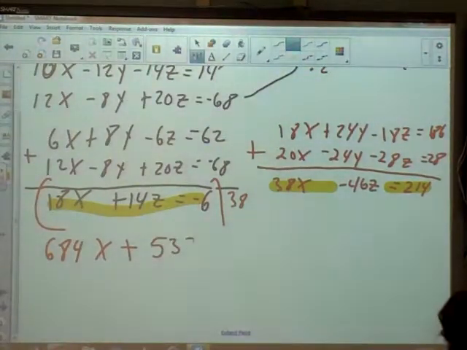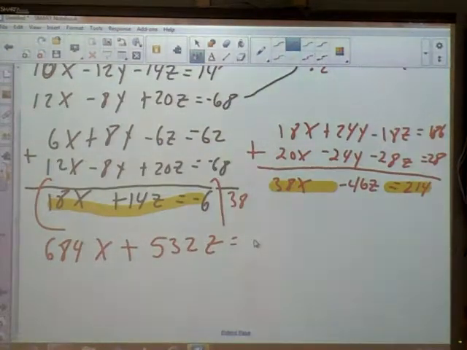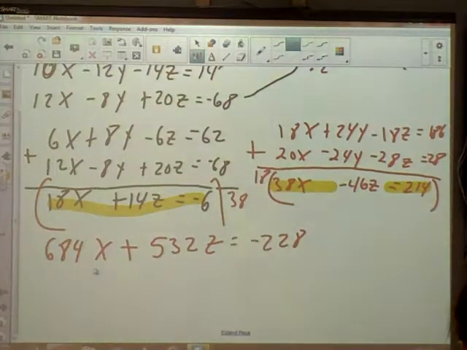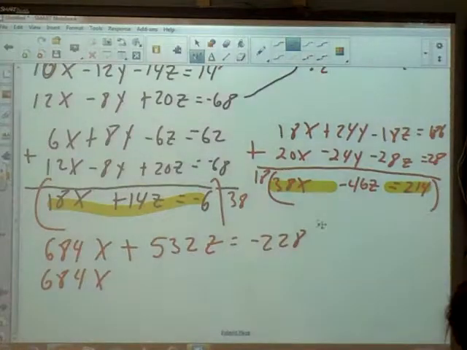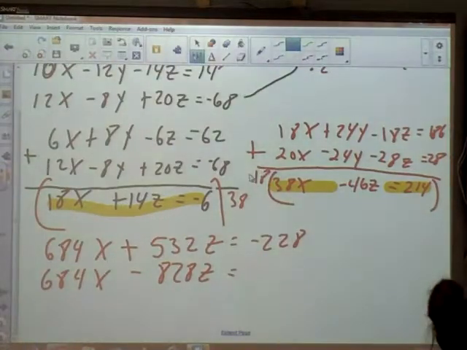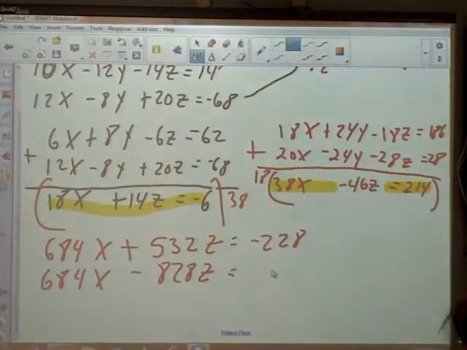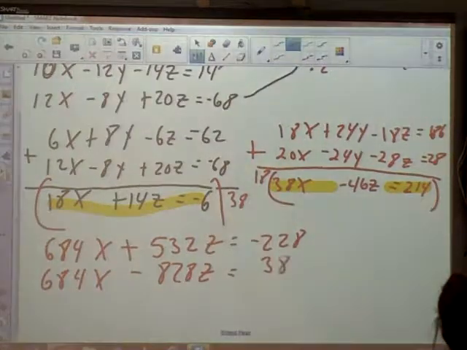So what's 14 times 38? 532z. What's negative 6 times 38? Negative 228. Okay, so that means my other equation here, what am I multiplying it by? 18. So that got me 684x. What's negative 46z times 18? Negative 828. And then this is going to be a big one. 214 times 18. 3,852.